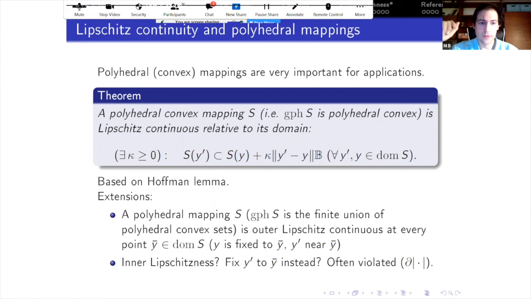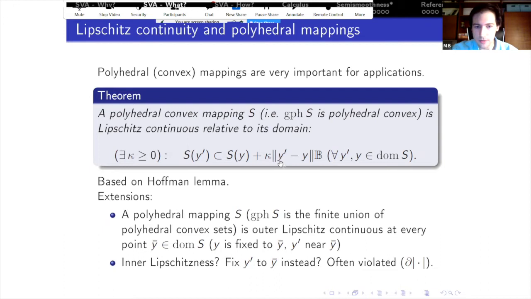So the first fundamental result is that a polyhedral convex mapping, this means simply that the graph is polyhedral and convex, has the following property, which is called Lipschitz continuity relative to the domain. So again, we are having these kinds of estimates here. However, no point is fixed, right? So we have two moving points. Also, no local thing there. They just need to be in the domain, and we do not have just some epsilon enlargement as before, but this epsilon that appeared there is now controlled by the distance. So this can resemble some kind of Lipschitz continuity, obviously.